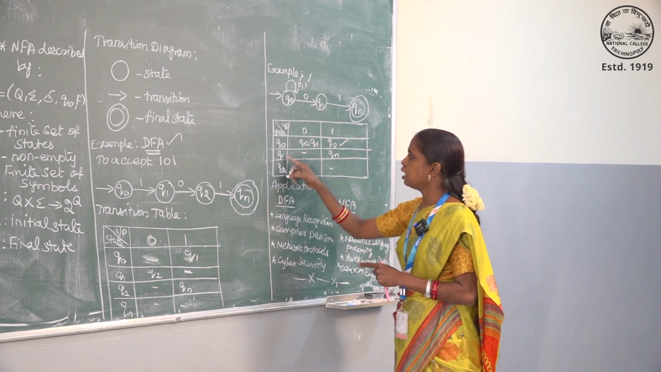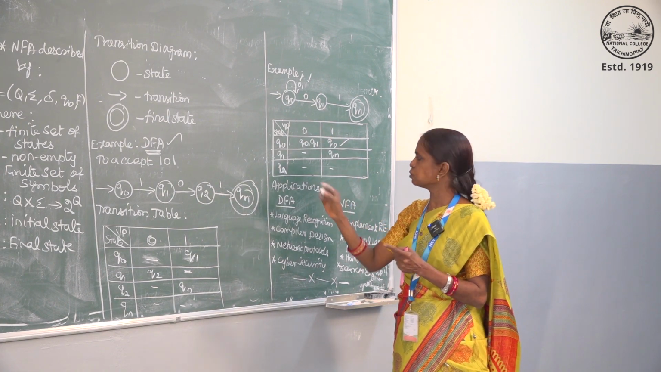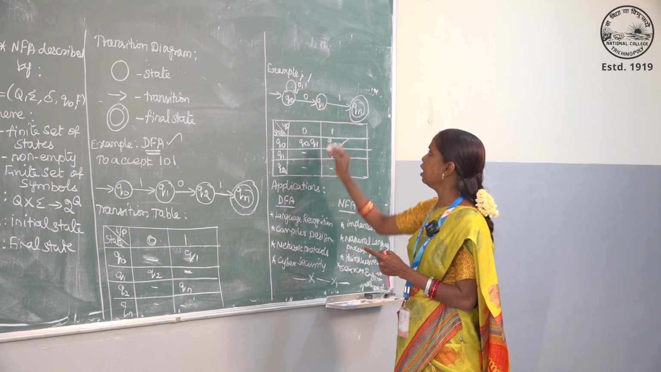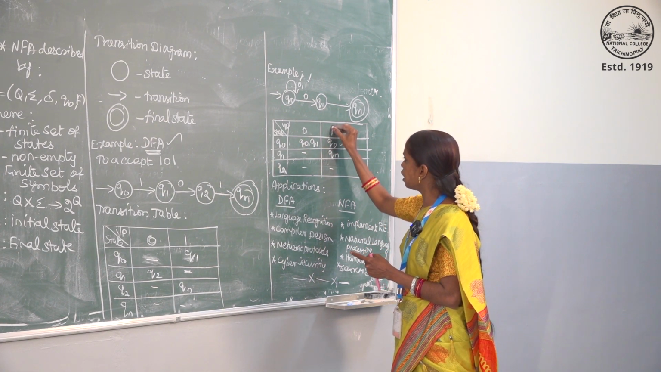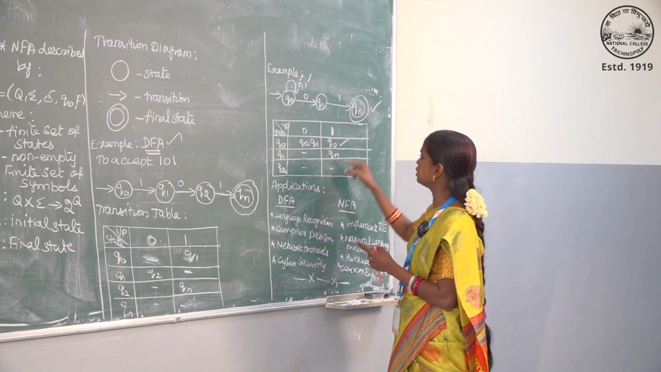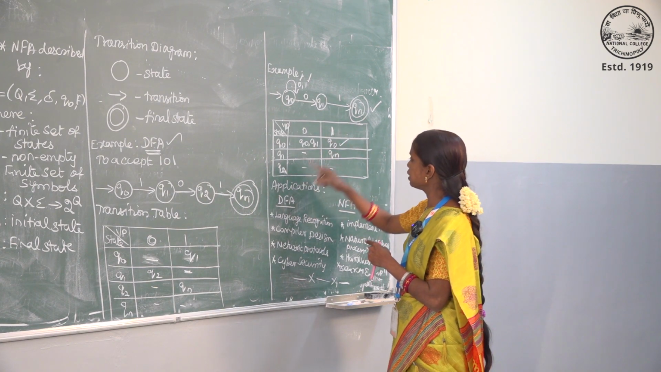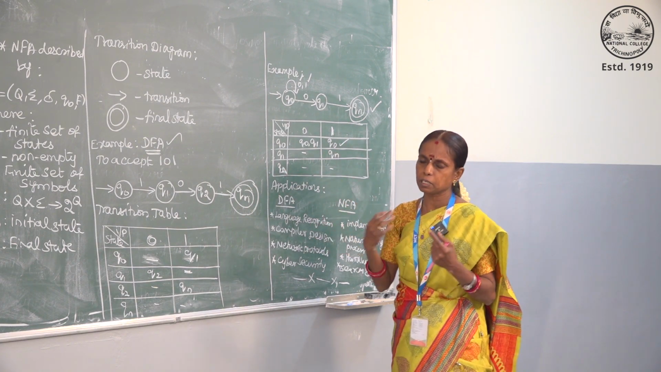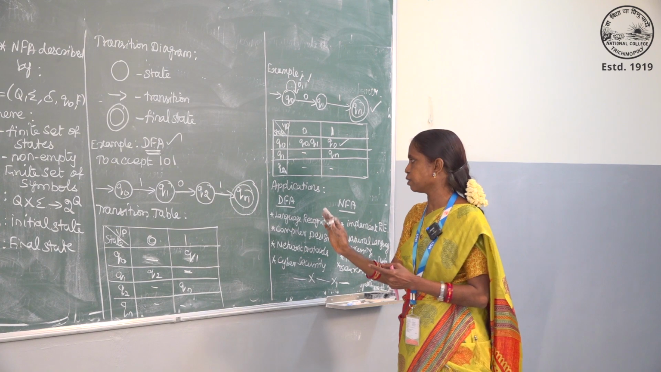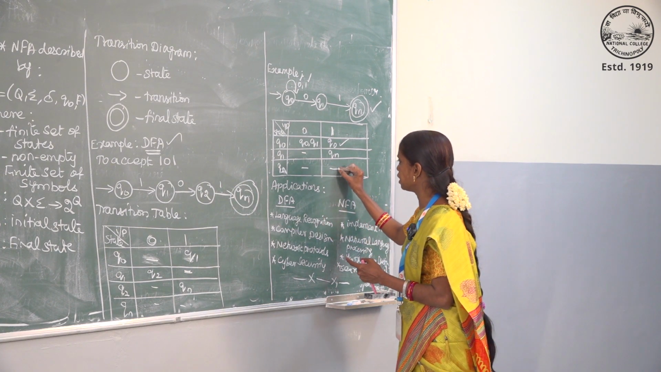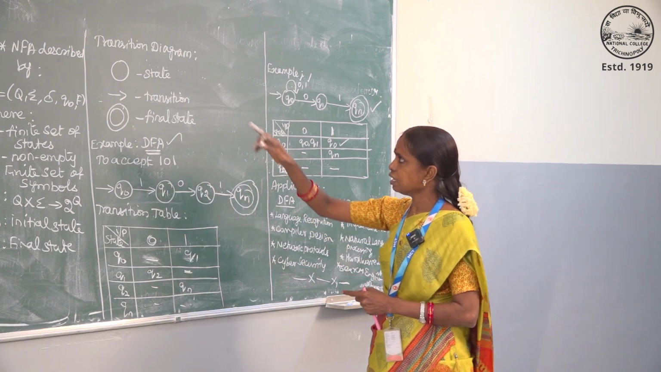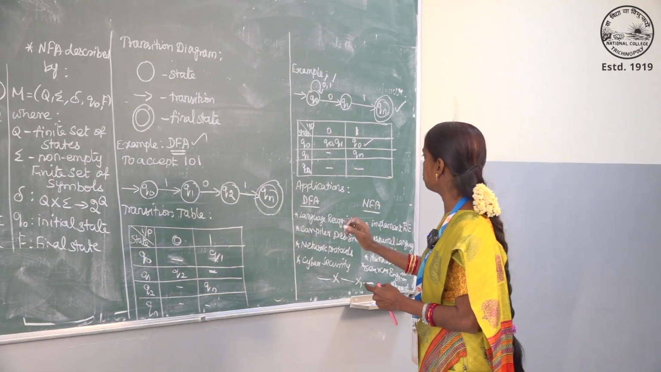Q1 state doesn't accept 0. So this time we put the dash symbol. If it accepts 1 it reaches the final state. So here I mentioned the Qn. Okay, it is the final state. The final state doesn't accept any input, neither the 0 nor the 1. So that is represented with the dash symbol. Okay. These are the transition diagram and transition table.